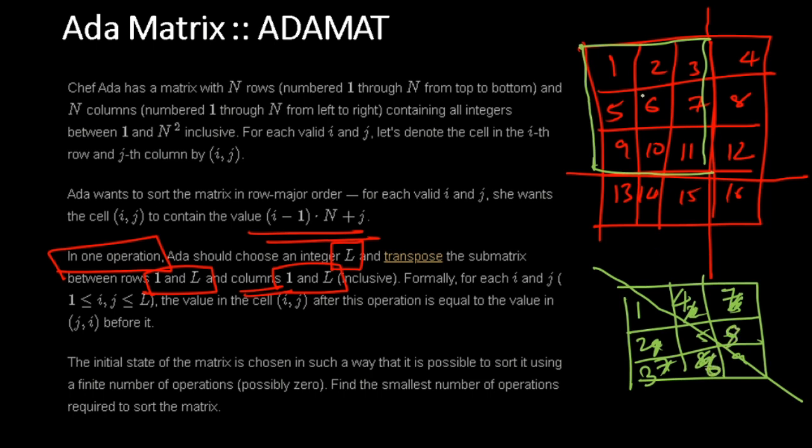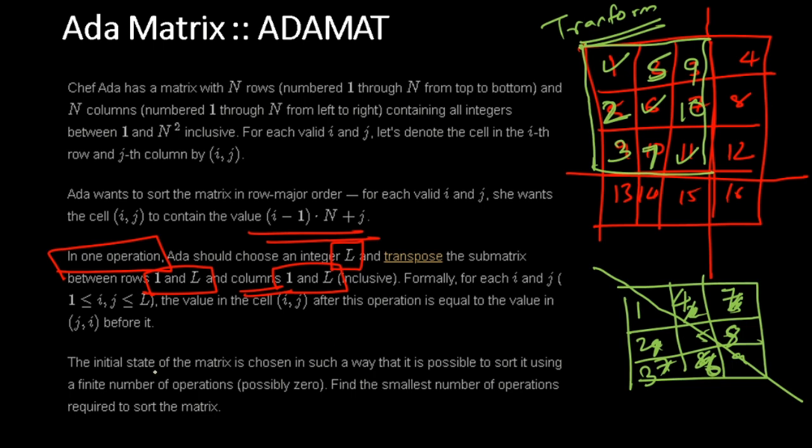To show things again in the main matrix, 1 remains as it is, 6 remains as it is, and 11 remains as it is. Why? Because they are on the axis. 5 becomes converted to a 2, and this 2 gets converted to a 5, and this 3 becomes a 9, and 9 becomes 3. This 10 becomes 7, and this 7 becomes 10. So this is what we understand as a transpose.